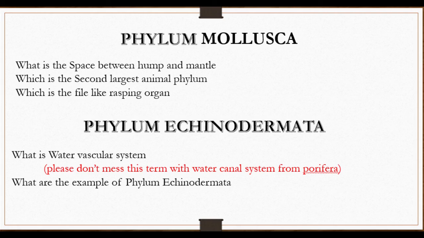And from Echinodermata, the frequently asked question is the water-vascular system. Most of the students make this mistake that the water-vascular system of Echinodermata and the water canal system of Porifera will be mixed up. Instead of Porifera, they may write Echinodermata. So thoroughly study the difference between the water-vascular system and the water canal system. What is the real name of starfish, sea urchin, sea lily, sea cucumber and brittle star? Just like I mentioned before, this can also be asked as a match the following question.